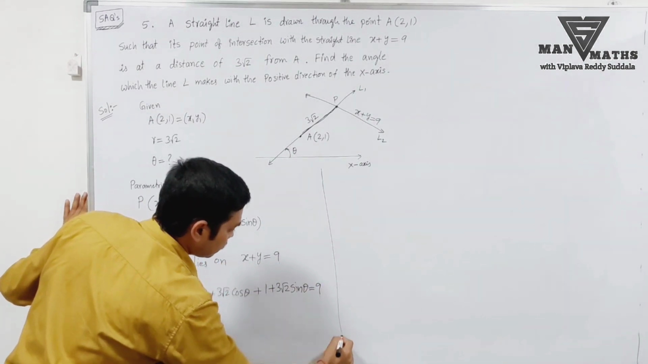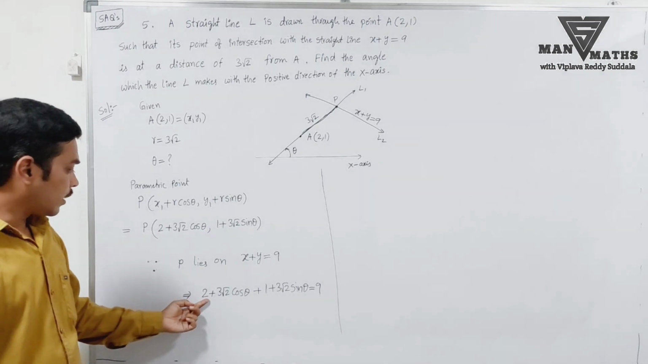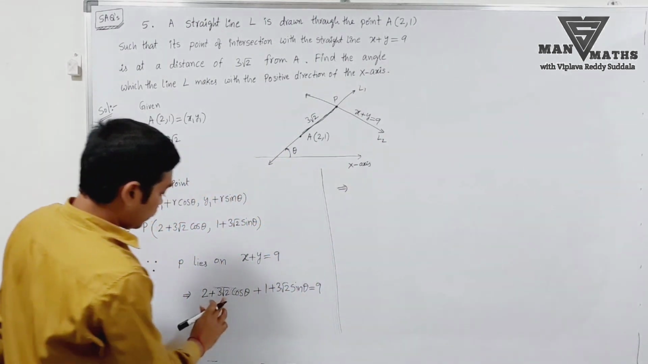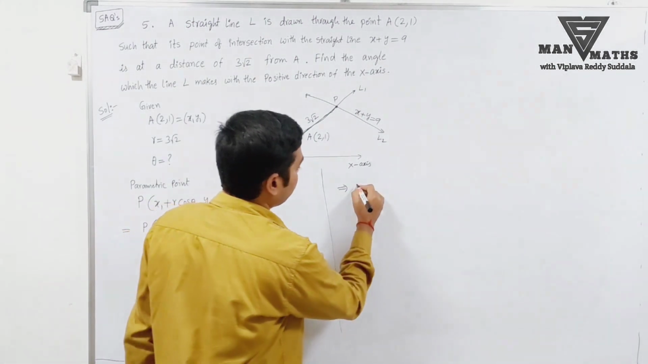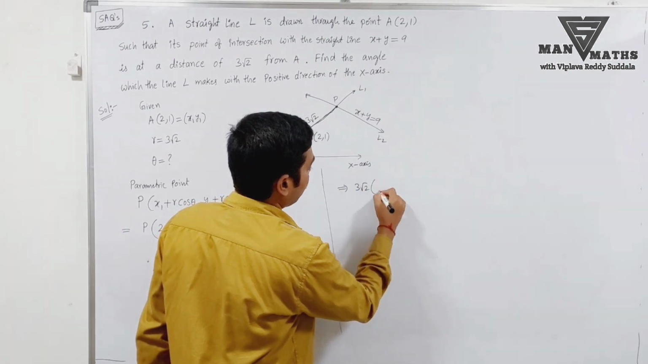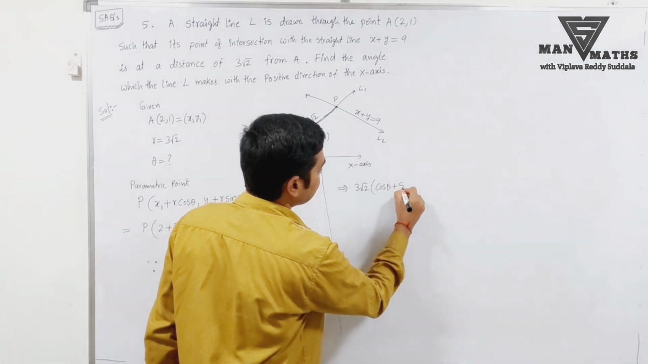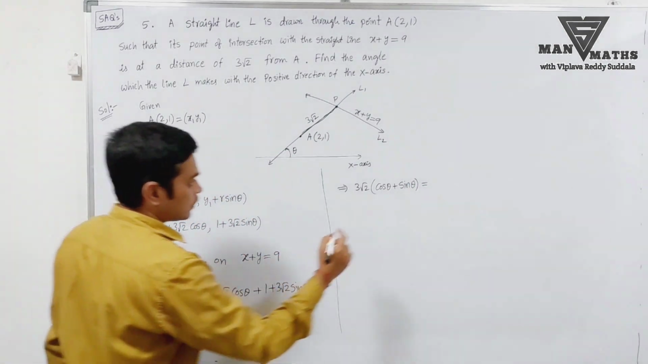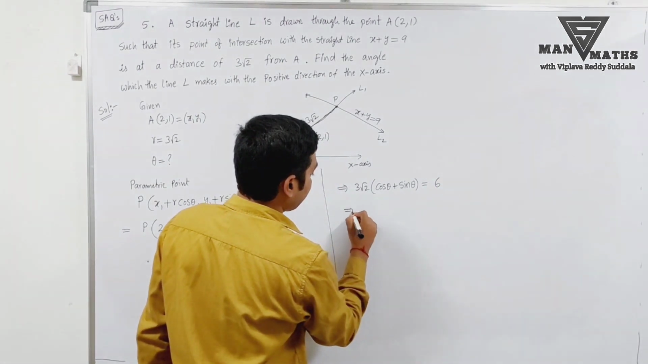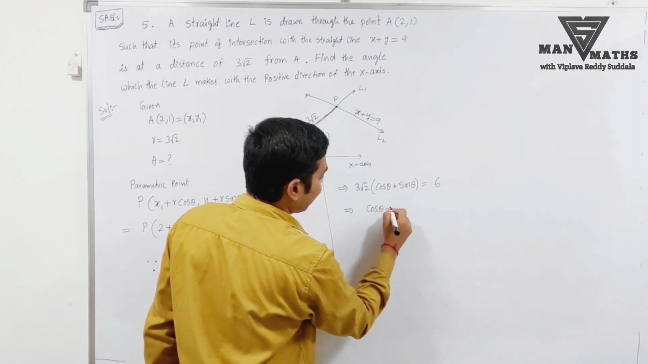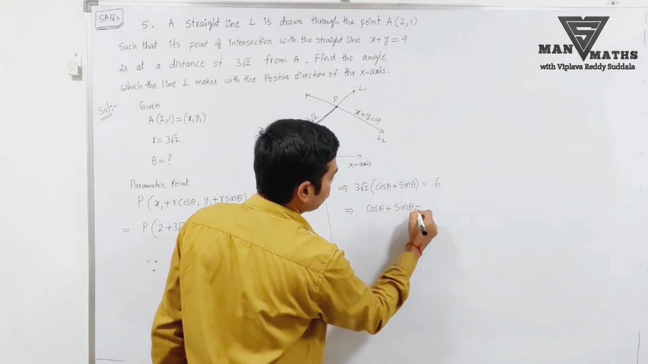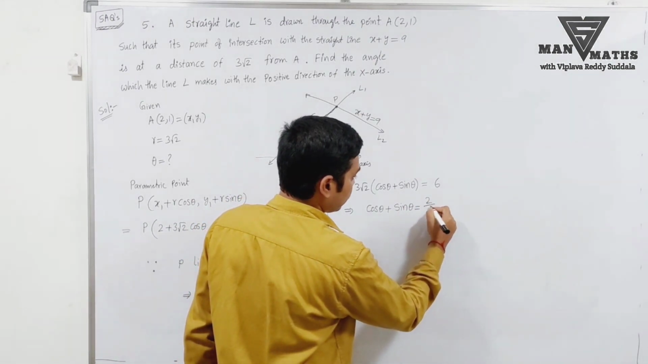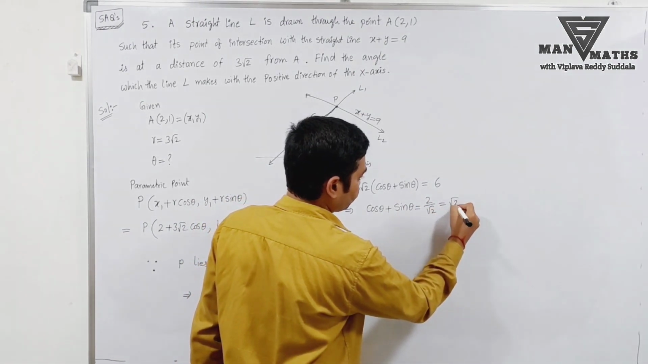Now solve this equation, we get the θ value. Here 2 plus 1 is 3, the same on the right side. That implies 3√2 taken common: 3√2 (cos θ + sin θ) is equal to 9 minus 3, that is 6. From this equation, cos θ + sin θ is equal to 6 by 3√2, which means 2 by √2, nothing but √2.